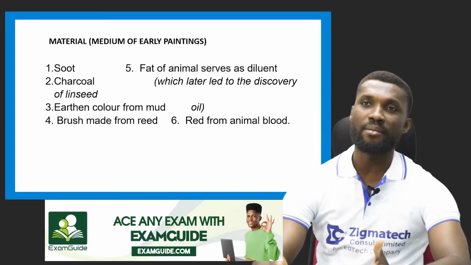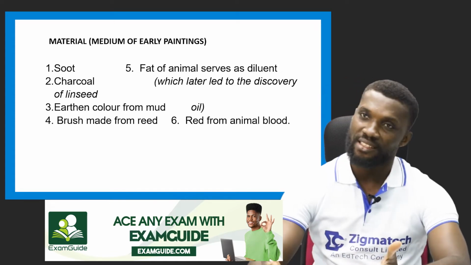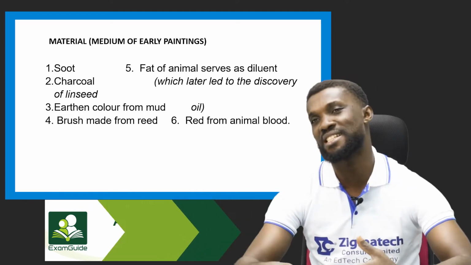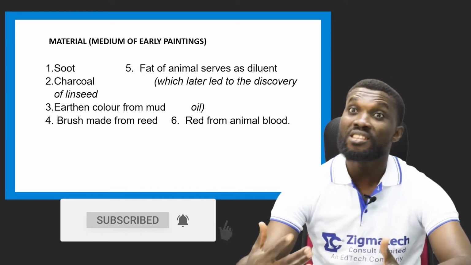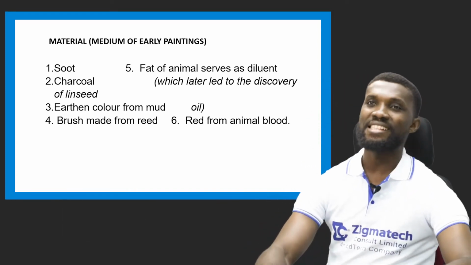And now, if they wanted to produce the red color, they used animal blood for red, depending on the kind of color they wanted to create. If they wanted to create yellow, they knew how to source their yellow. If they wanted to create green, they got the green from leaves and all that. So those were the materials that the early men used in their painting.